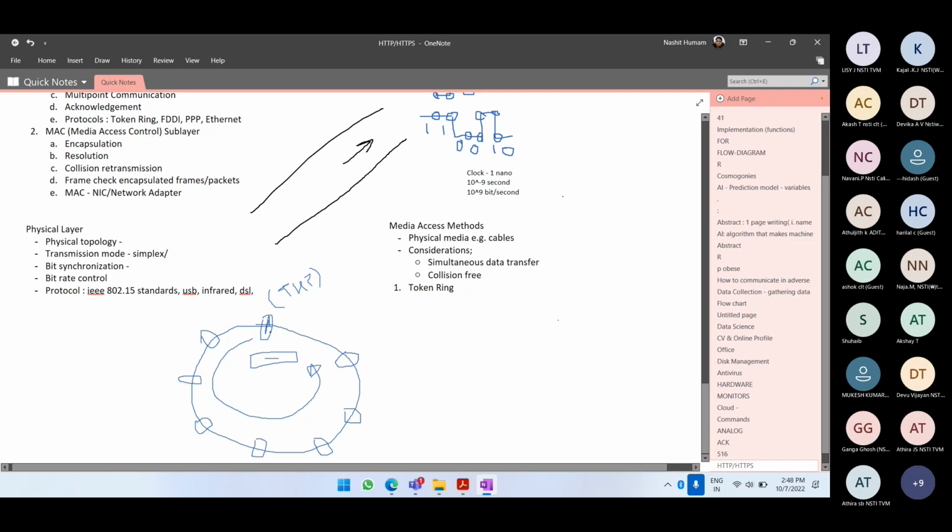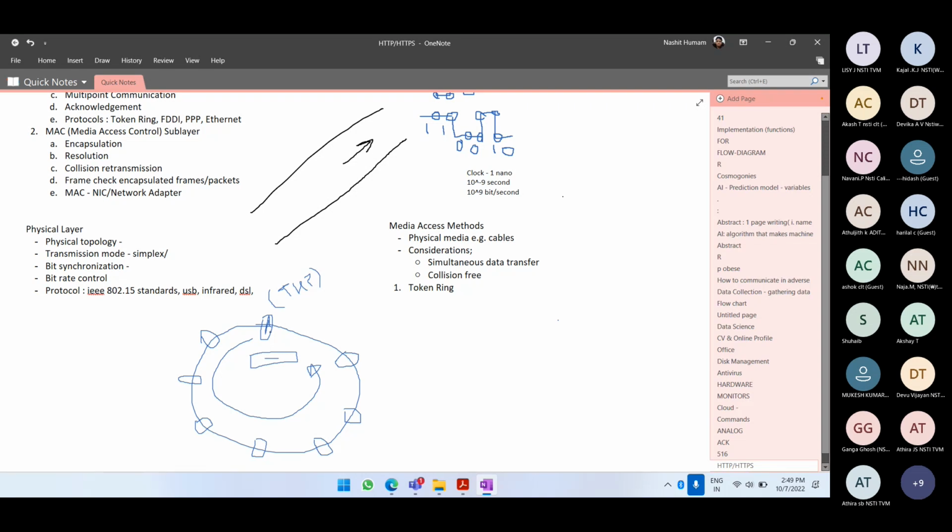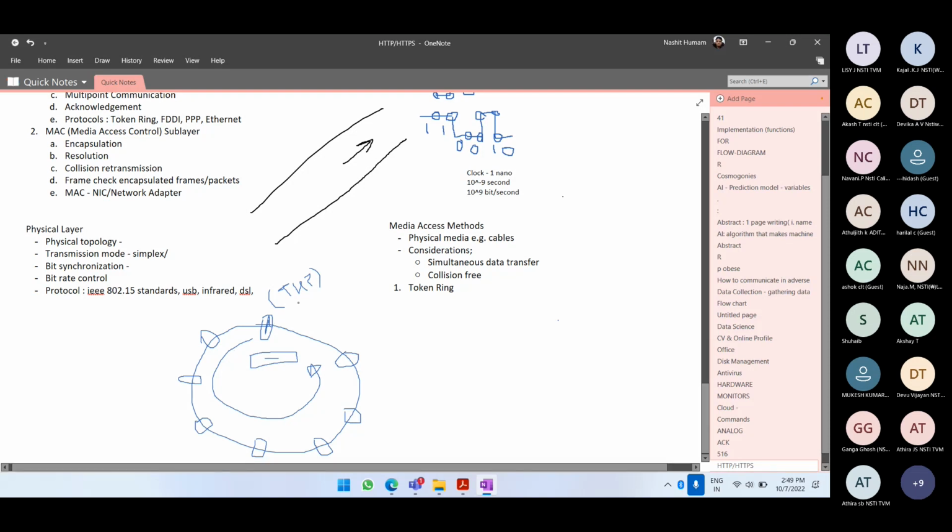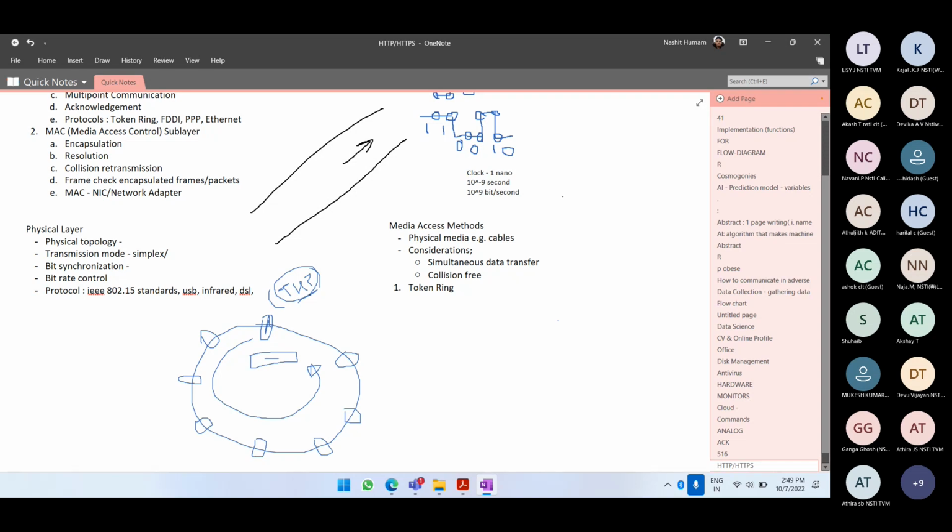This device will hold this token for a few seconds or milliseconds. That is the maximum token holding time. So the maximum amount of time this packet can be retained by any of the devices before it is transferred to the next would be my THT. So I hope that is clear to everyone.